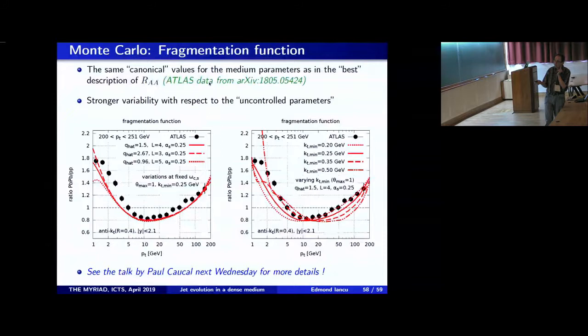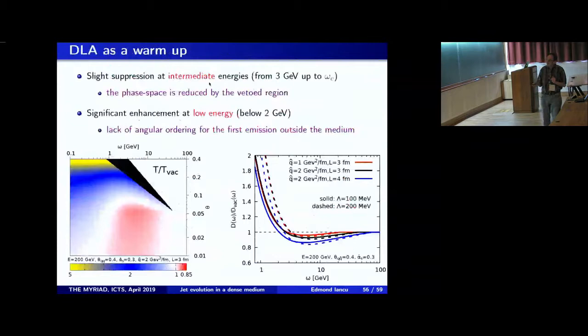In fact, we describe the data very well with various values of Q hat and L such that Q hat L squared is fixed. And you see in particular not only the enhancement at small x and the suppression at intermediate x, but you also see the enhancement at large x. That's natural. What happens is that if you have energy conservation and if you have a veto region here, then the leading particle cannot emit here, right? So the probability to find the leading particle in the presence of the medium is higher than in the vacuum, because in the vacuum the leading particle also has a probability to emit something here.